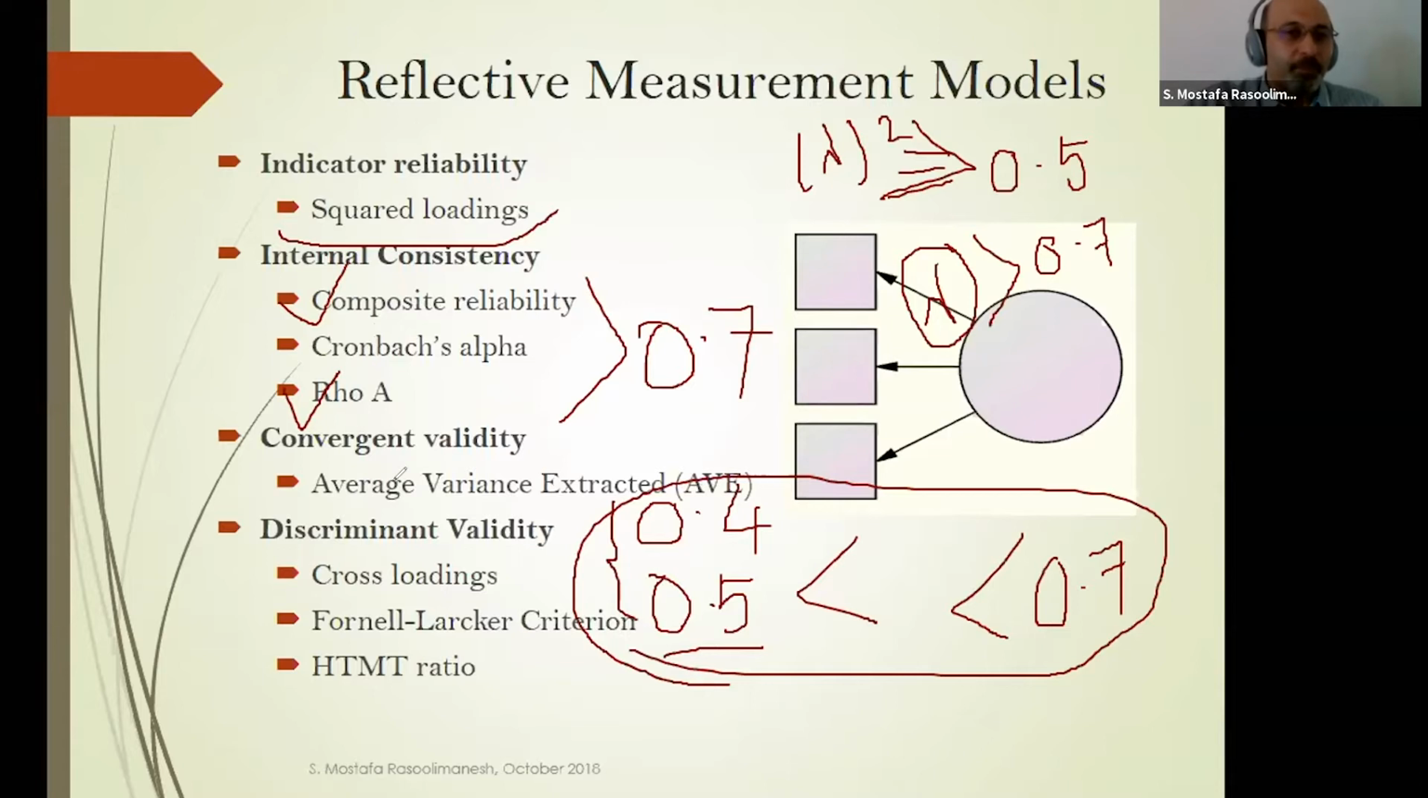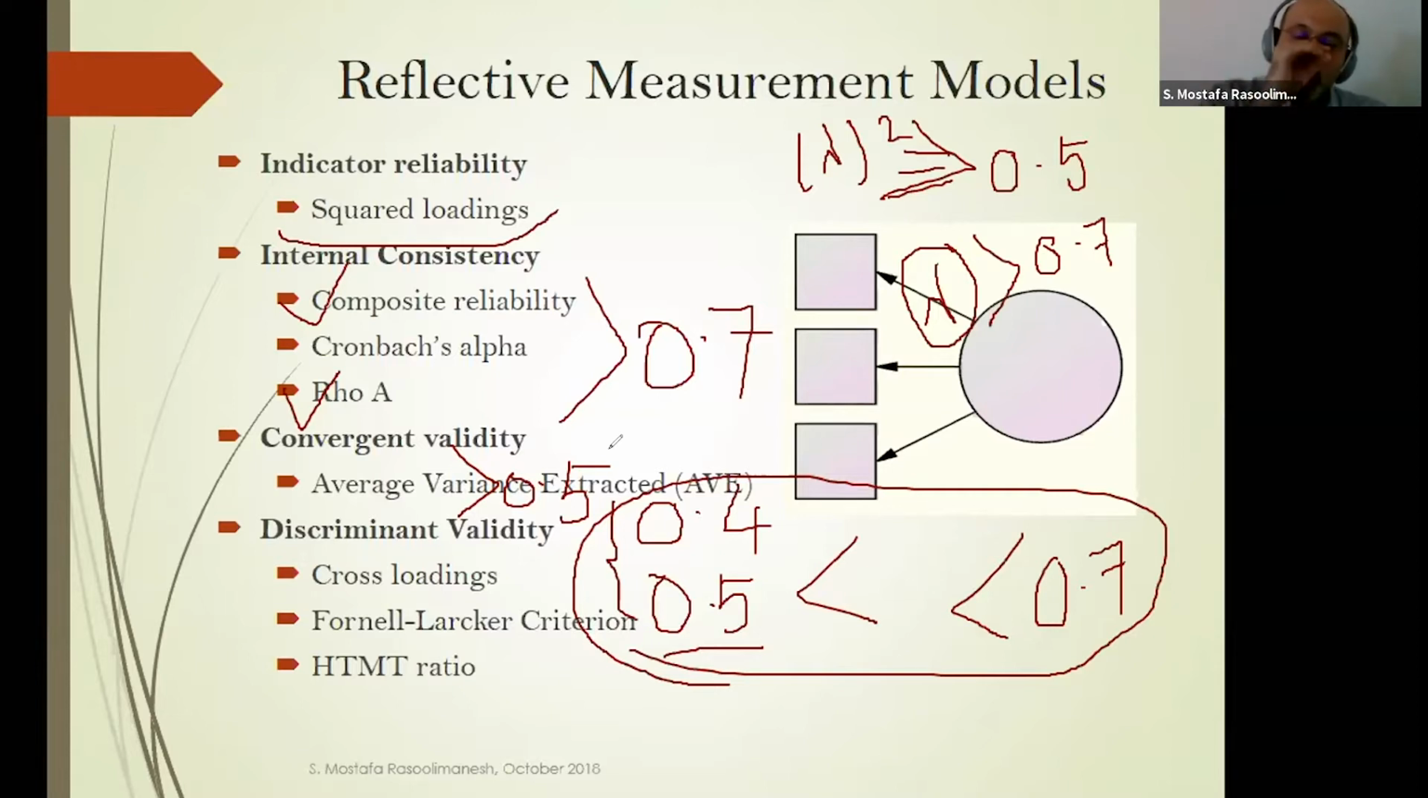Third step for assessment of reflective measurement model is average variance extracted, AVE. And this AVE should be higher than 0.5. So for convergent validity, AVE should be higher than 0.5.